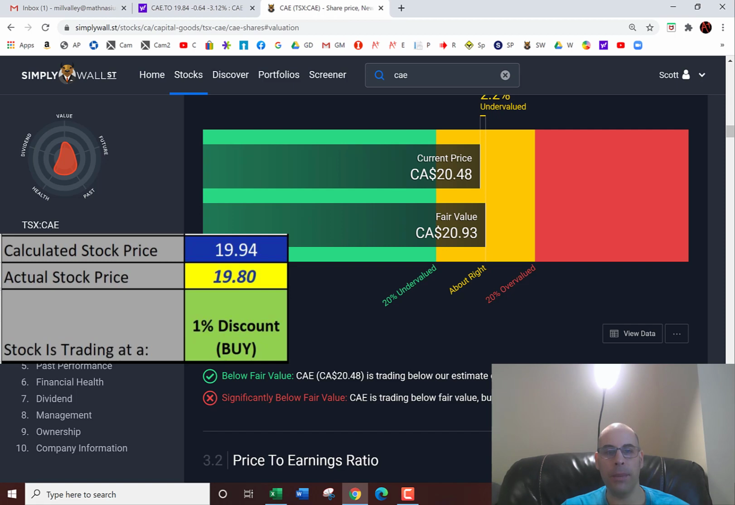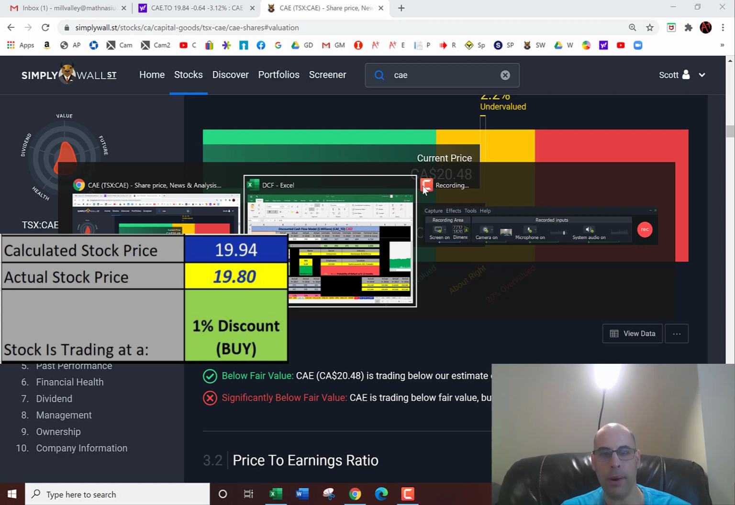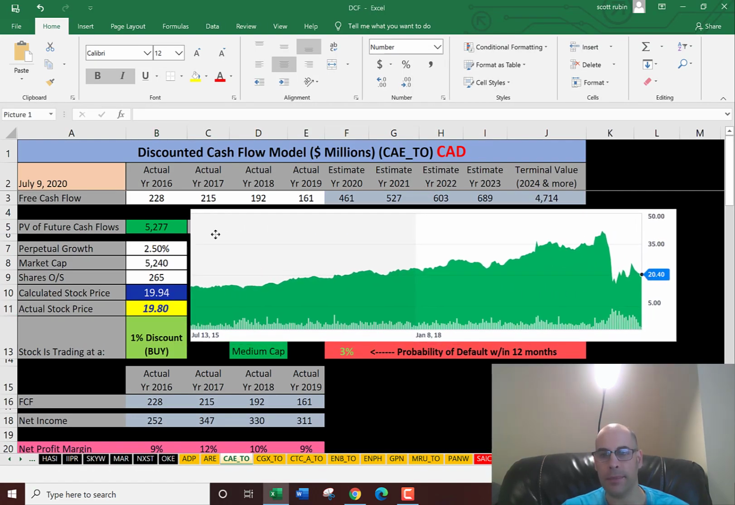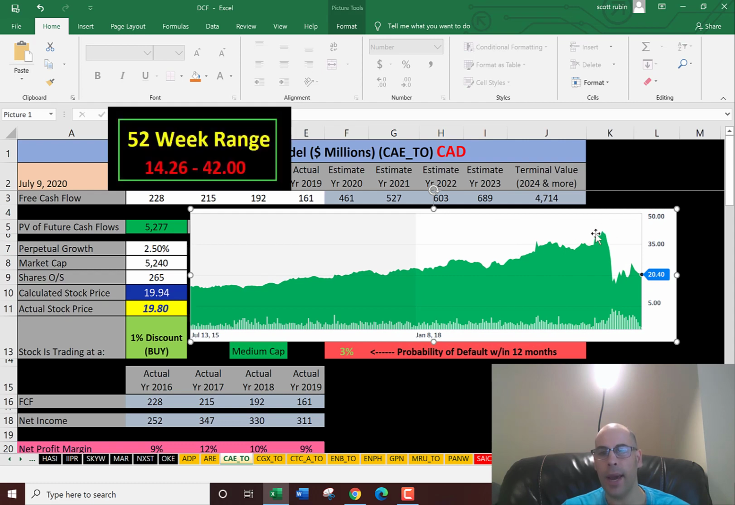Let's see what Simply Wall Street says. They're saying the stock is worth pretty much what it's trading at as well. So we're both in the same ballpark. Not many stocks trade at intrinsic value. This stock does. And it looks like it was trading at a premium for a while.